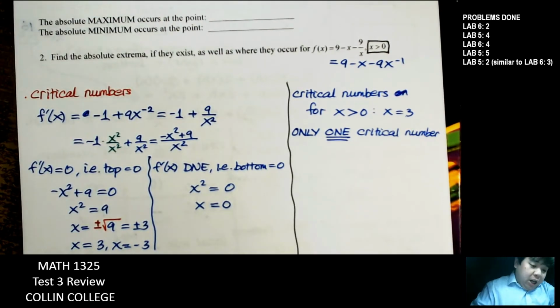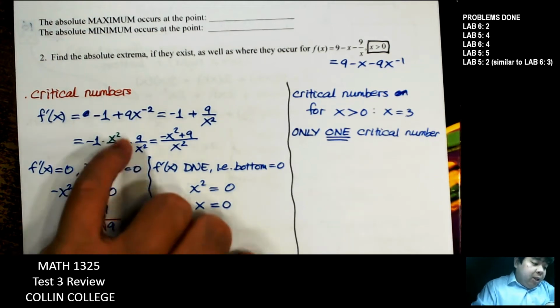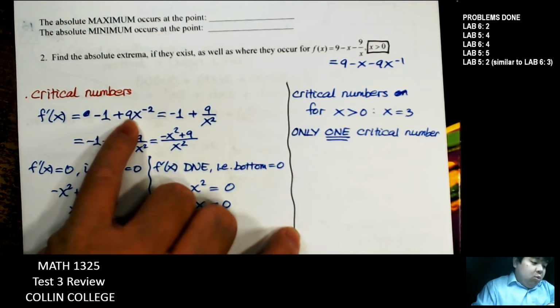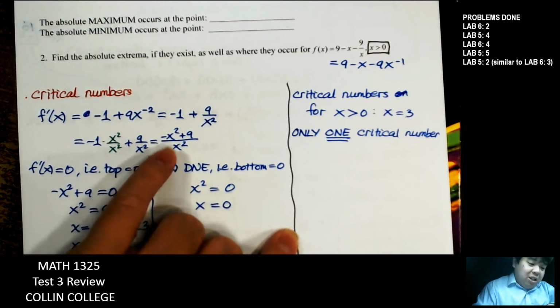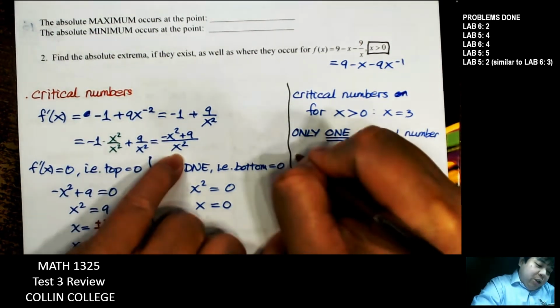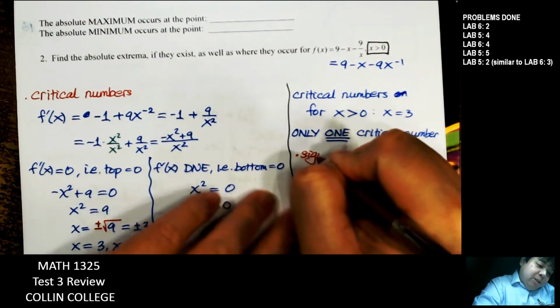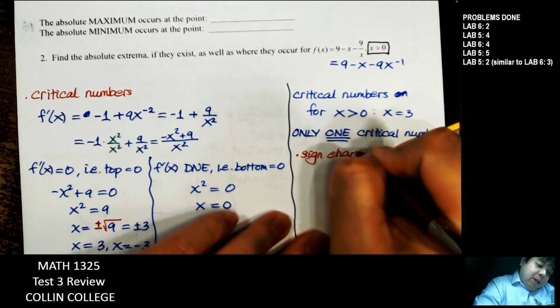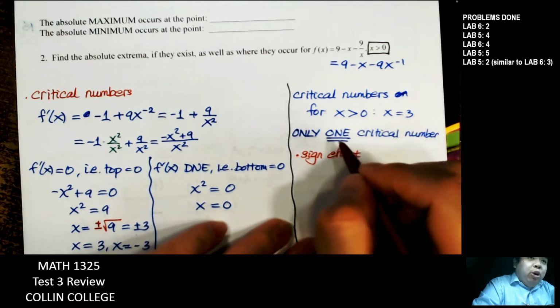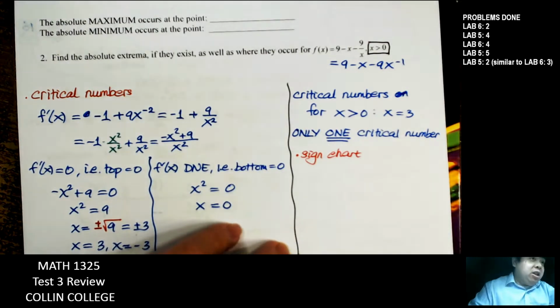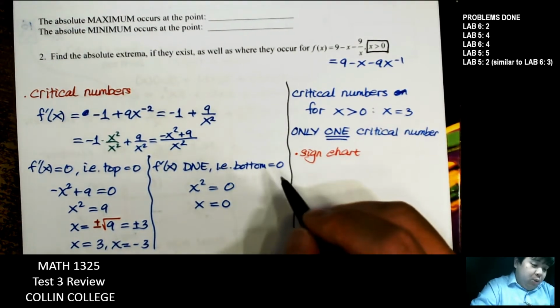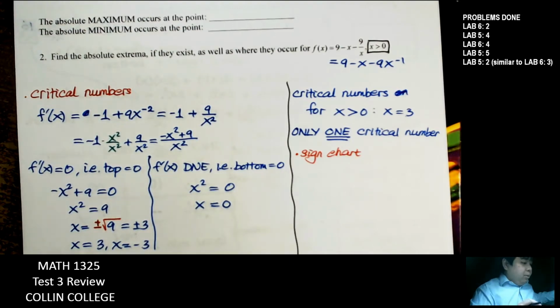If there is only one critical number, the local max is also the absolute max, and the local min is also the absolute min. In that case, there are a lot of different things we can do. I will use the sign chart. Simply, I just want to take the second derivative of this. So we use the sign chart.